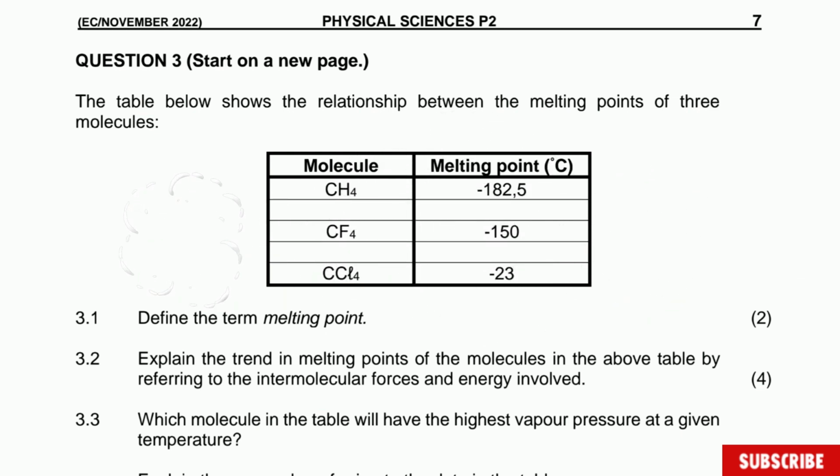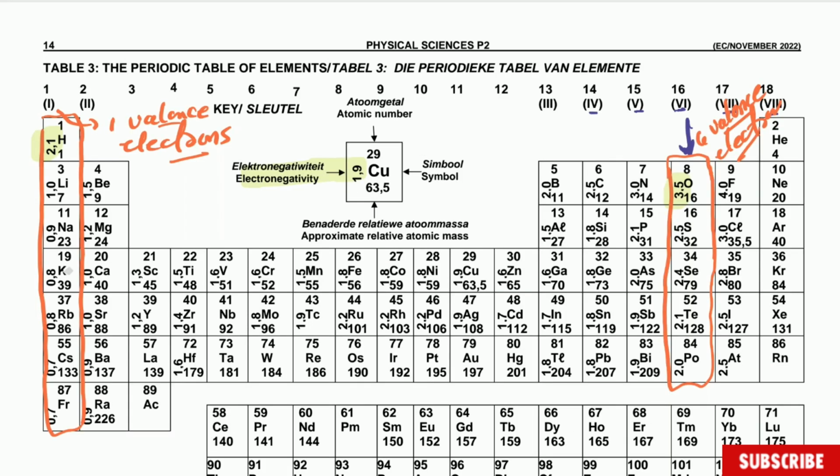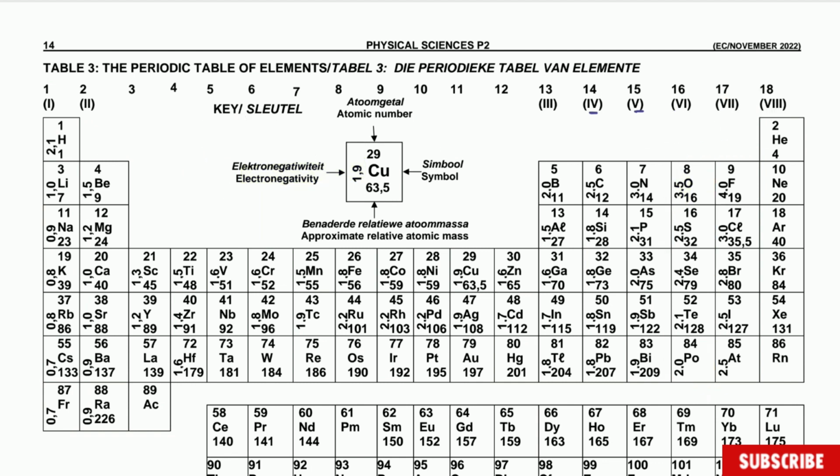This question says, the table below shows the relationship between the melting point of three molecules, and they are the three molecules CH4, CF4 and CCl4. And I want you to note the following. If we look here at the periodic table, we're going to see something.